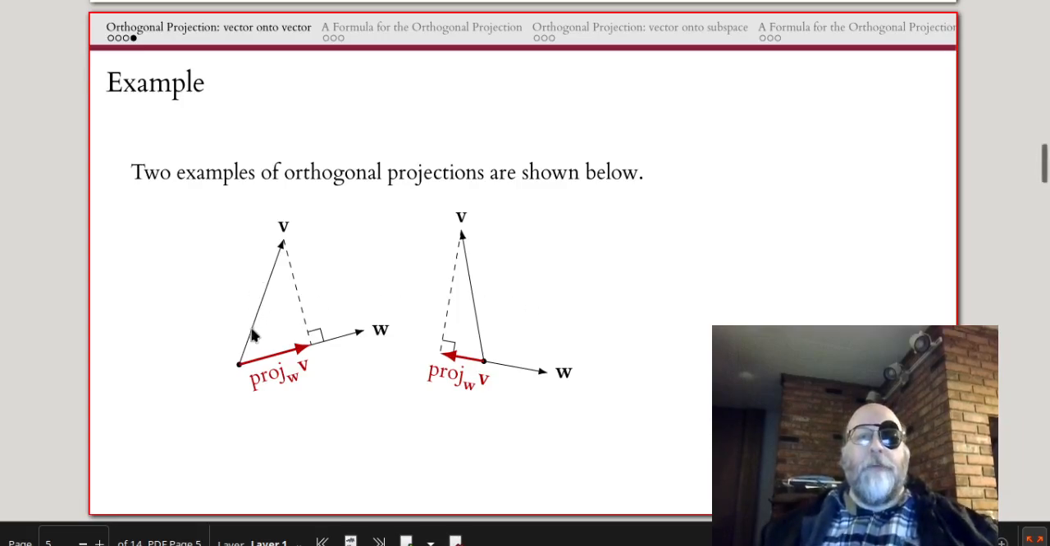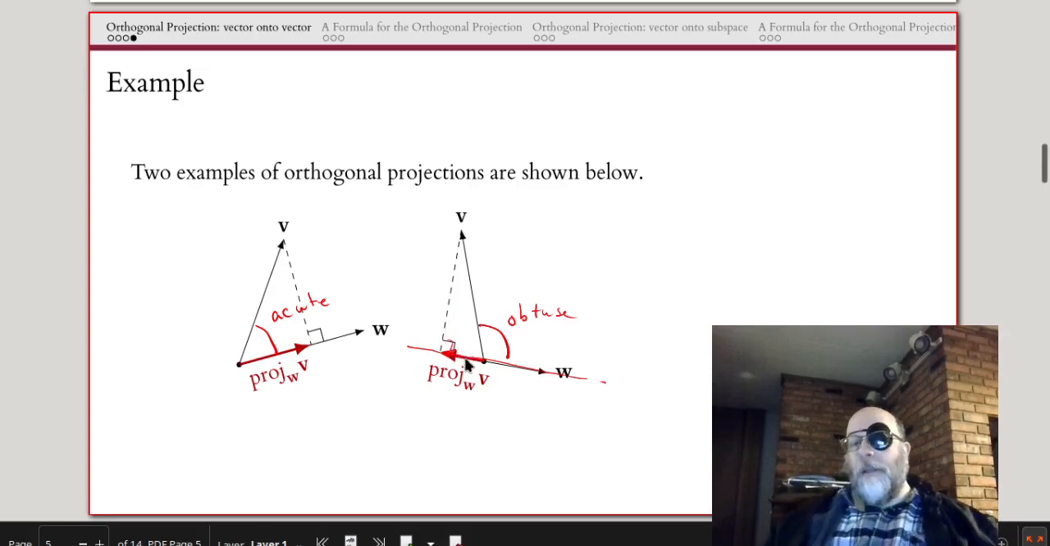So here are a couple of examples of orthogonal projections. This is similar to the example we just did. In this example, the angle is acute. It's less than 90 degrees. And so when I project V down onto W, the projection is just pointing in the same direction as W. But if the angle is more than 90 degrees, then when I project V downwards, the projection is now pointing away from W. They're still on the same line. There's still a right angle here, but the projection is opposite to the direction of W. And so we would get a negative multiple of W for the projection.